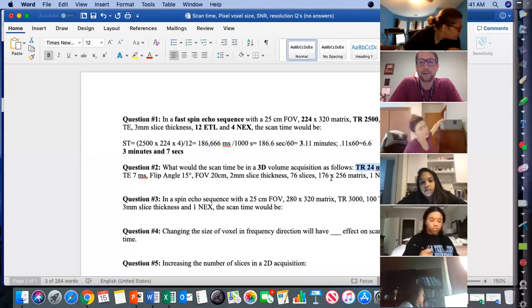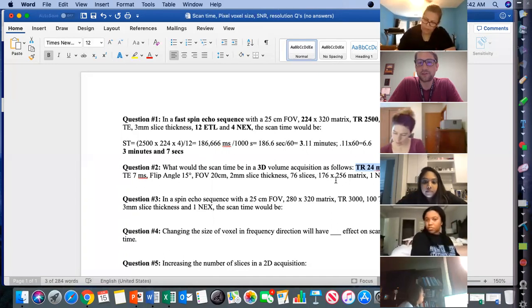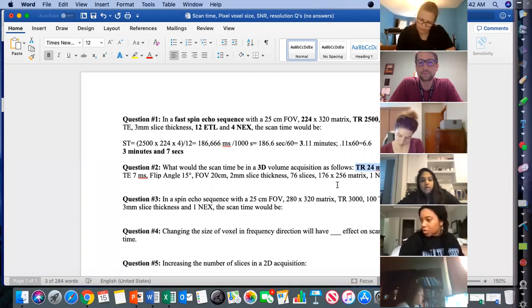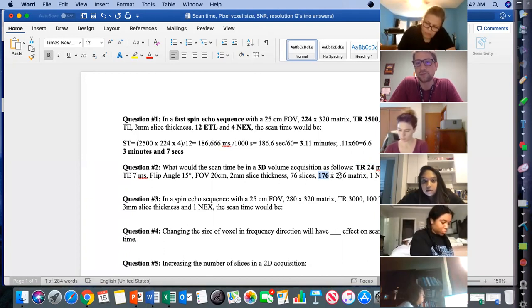Okay. So which number right here should we use? 176 or 256? 176. Good, Marcadia. The smaller number, always the smaller number. If they're equal, if they're the same number, like if it was 256 by 256, you just choose 256.